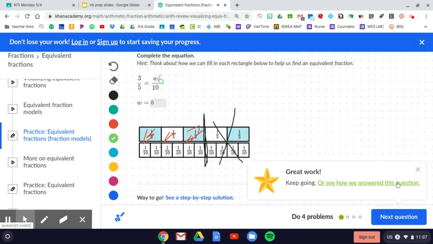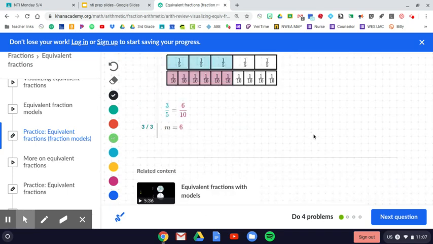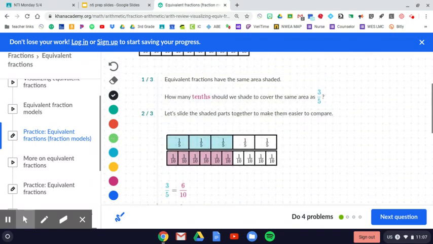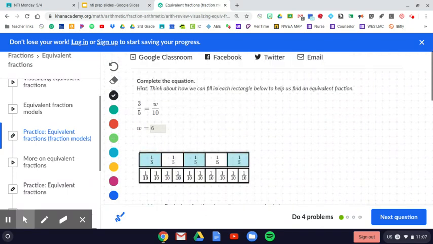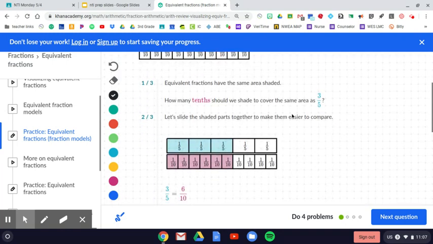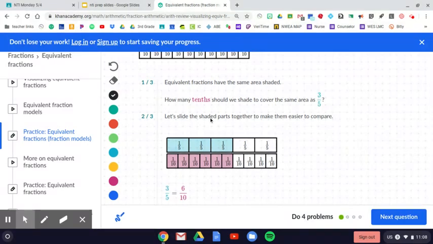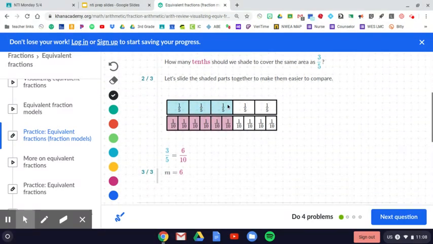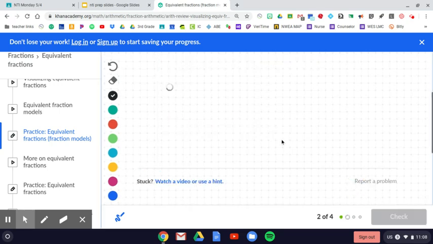He said keep going, see how we answered the question. He had the same thing. He says equivalent fractions have the same area shaded. How many tenths color in the same as 3/5? Let's shade the parts side by side. So they colored in 3 of the fifths and they colored in 6 of the tenths to see that that is equal. So let's look at the next question.